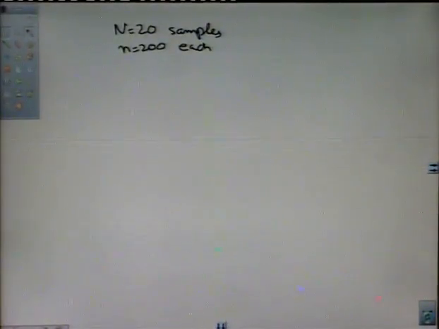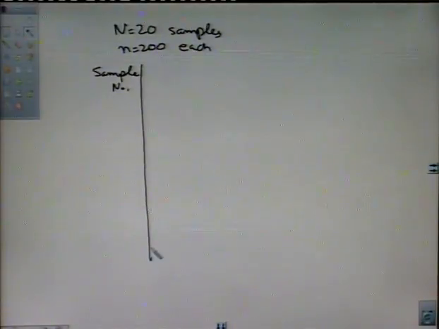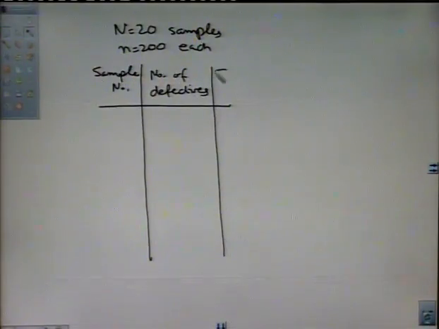Then we will first of all tabulate our data. Sample number, number of defectives, then we are going to calculate the fraction defective.